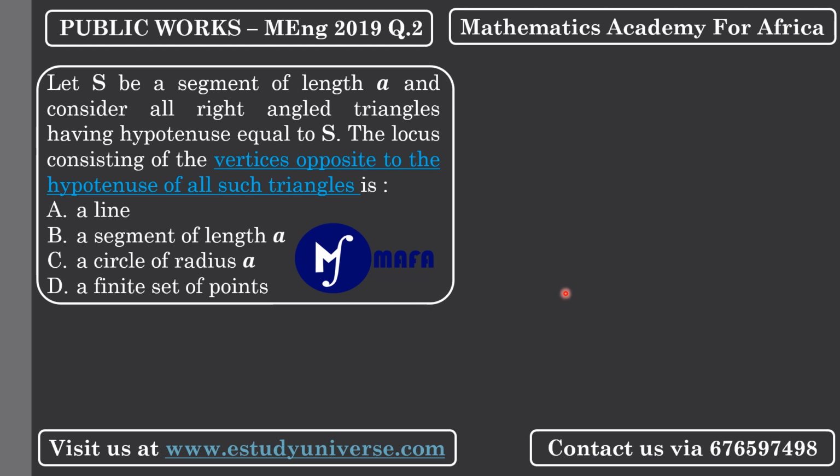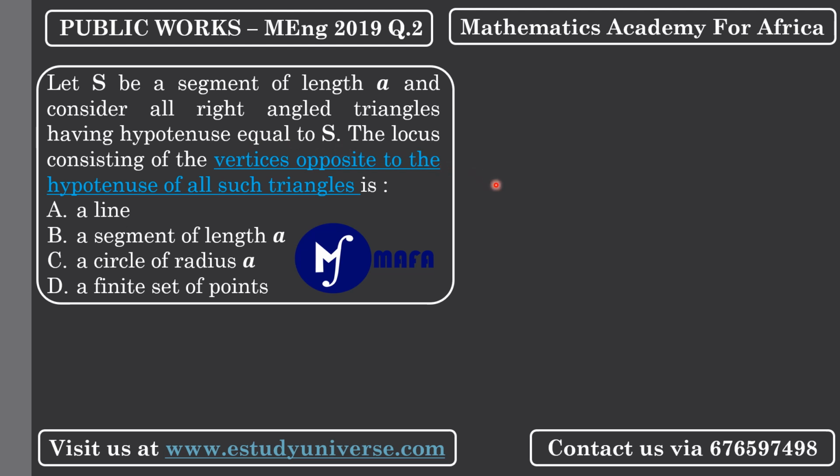Alright, so first of all, we have some key things here to note. S is a segment of length A. A segment is simply a line that has a beginning and an end. Now, S is a segment of length A, and then we are considering something. We are considering all. Mark this word, all. So we are considering all right-angled triangles having hypotenuse equal to S.